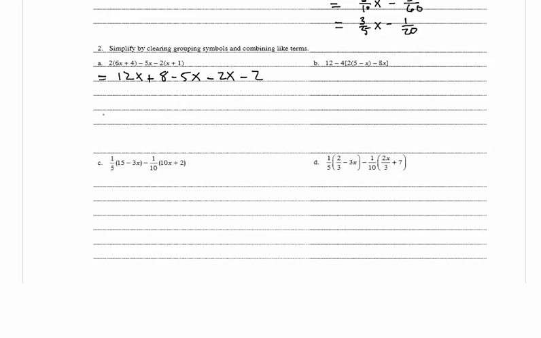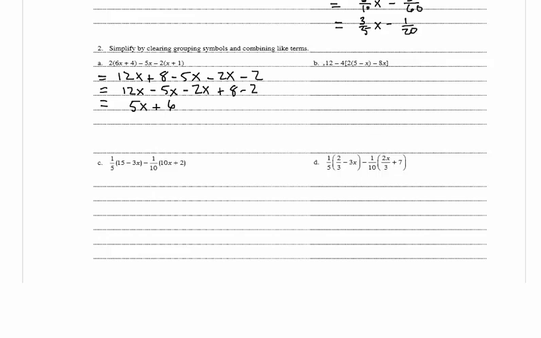And now we want to combine like terms. So I'm going to group my like terms first. So I have 12x minus 5x minus 2x. And then I have plus 8 and minus 2. So now I can combine my 12x minus 5x minus 2x, and that is 5x. And then I have 8 minus 2 is equal to 6.